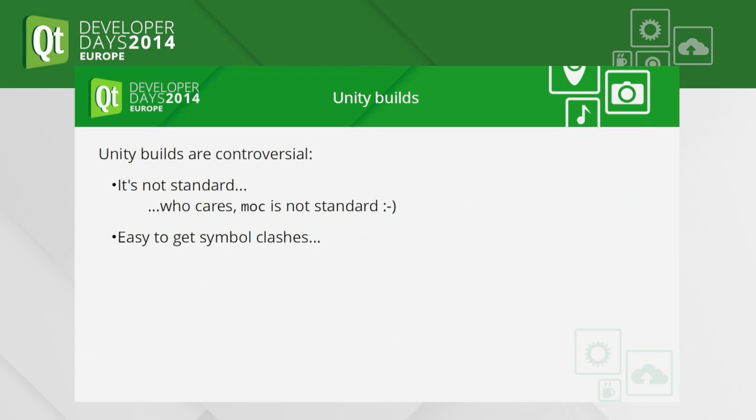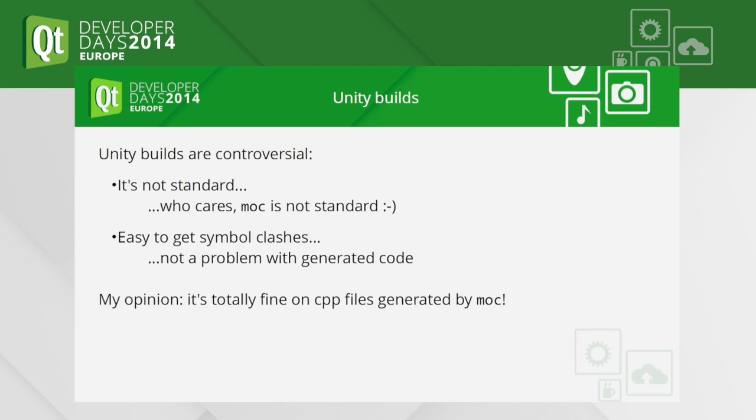And more probably you easily get symbol clashes, especially if you have namespaces and global variables. But in our case, we are dealing with generated code, so it's not a problem, and that's why, in my opinion, it's totally fine to use Unity builds with the CPP files generated by moc.